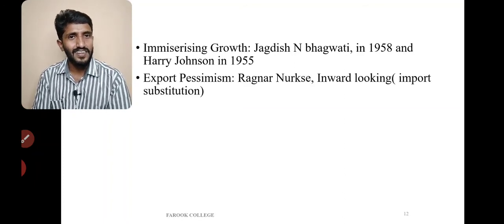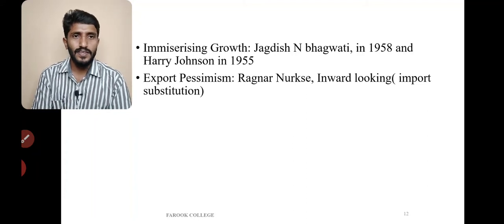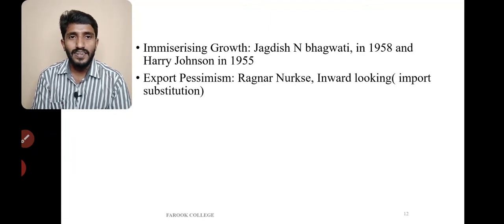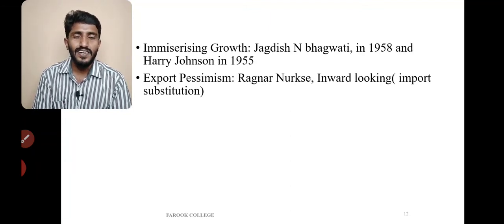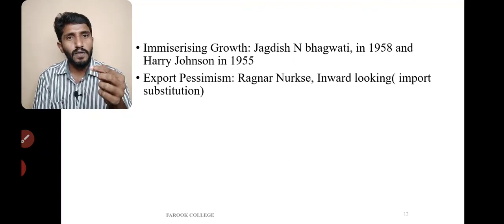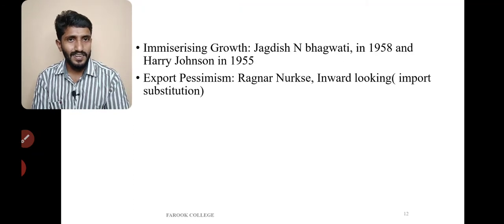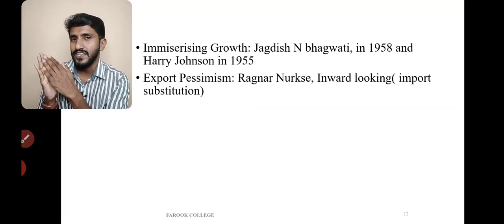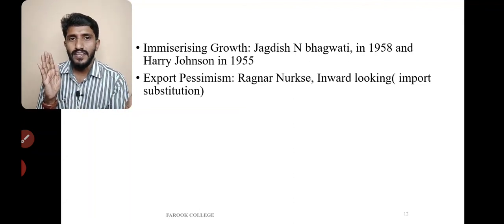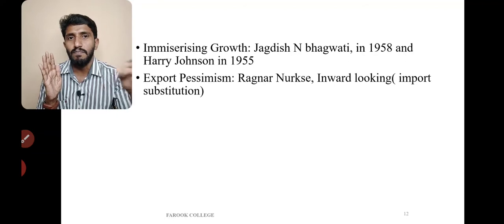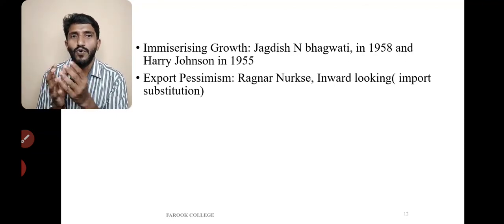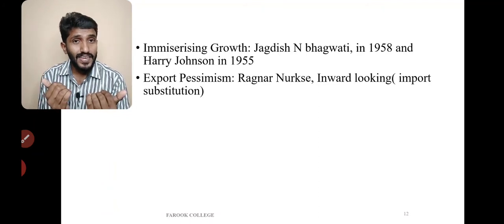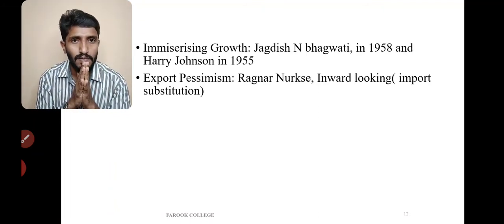Then there is another theory, which we can call export pessimism. It was developed by Ragnar Nurkse. He said that there is pessimism about the demand from the developed nations for the products of less developed countries. What is the pessimism? There is very little demand in the developed nations for the agricultural or primary products of less developed nations. So it is known as export pessimism. It means the less developed nations cannot export much of their primary products.